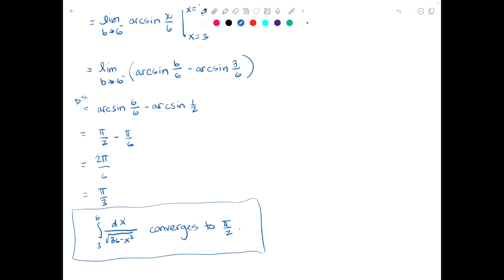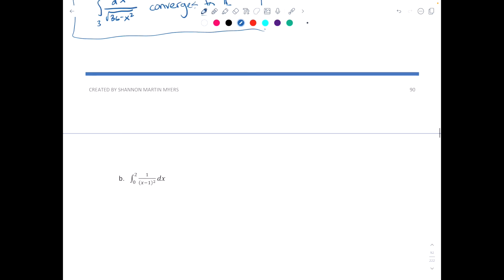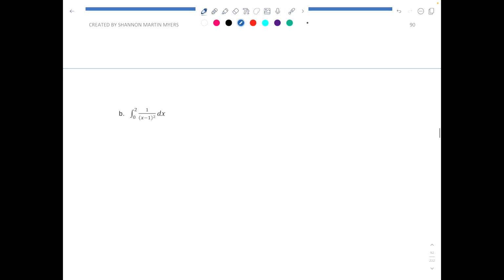All right, and then let's go ahead and take a look at this one. So I check the endpoints. When I plug in 0, I'm fine. I don't zero out. When I plug in 2, I don't zero out. But there is something in the middle that's bad, right? There's a discontinuity at x equal to 1, correct?